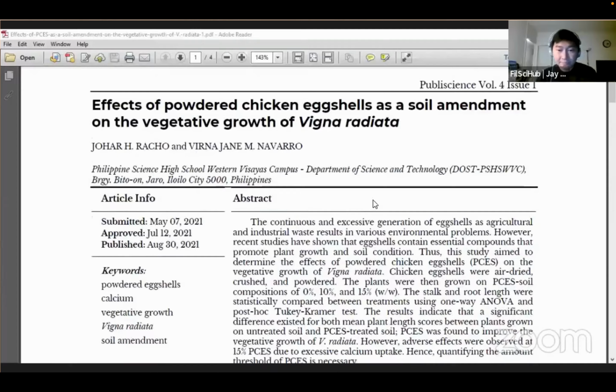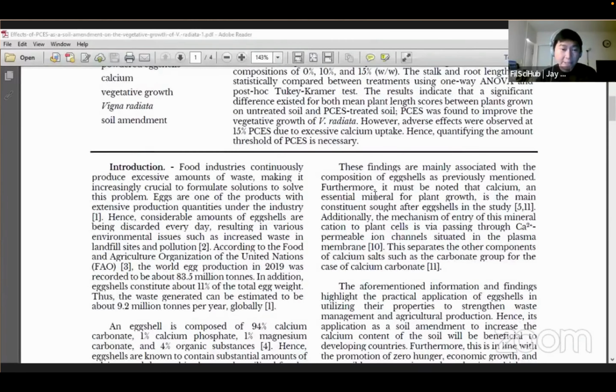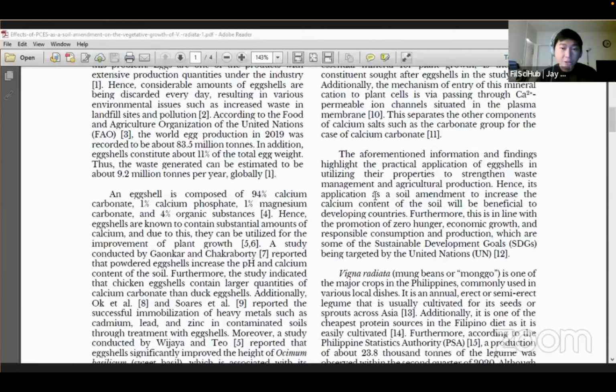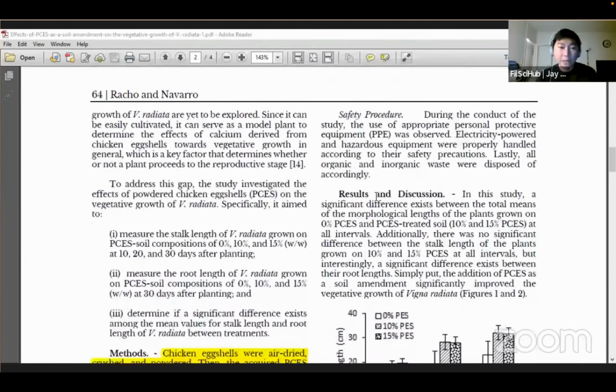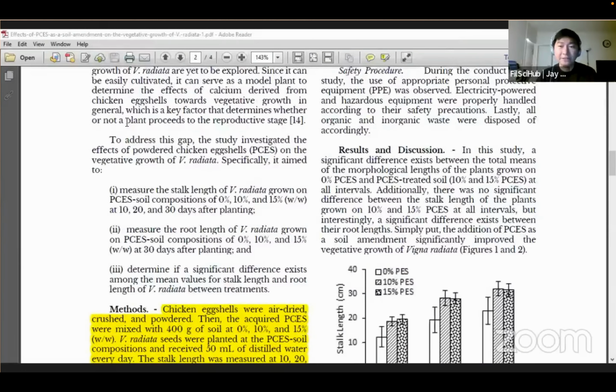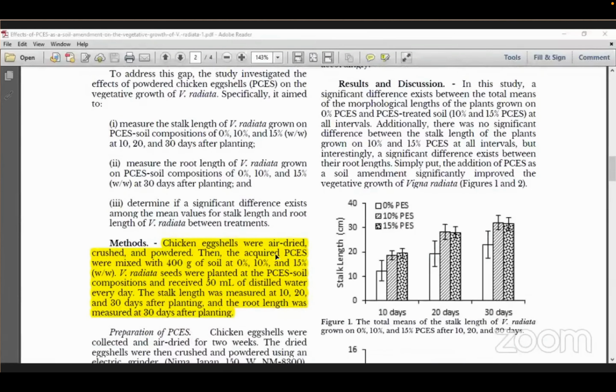And they have set this out. They stated this in the introduction. So they have narrowed down their research objectives. So very simple lang na i-measure yung stalk length and the root length of the plant as a function of the composition of the soil, meaning to say the amount of the eggshells that they have incorporated in the soil. So measure the stalk length, the root, and then ito po yung method.